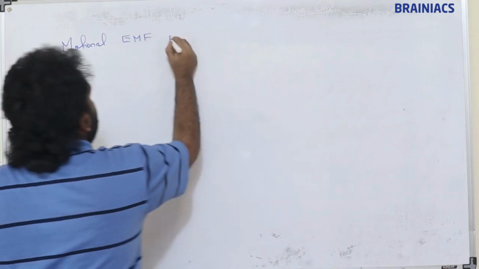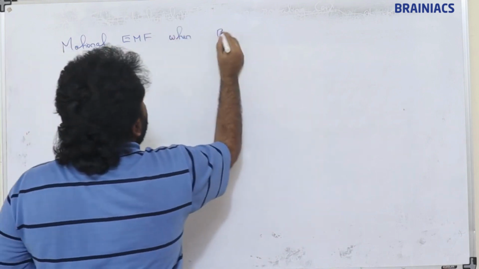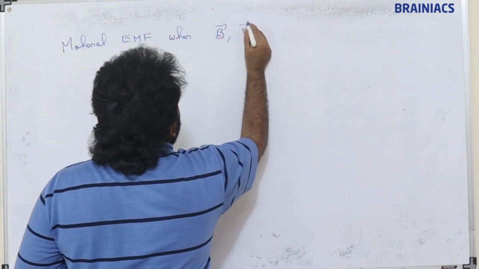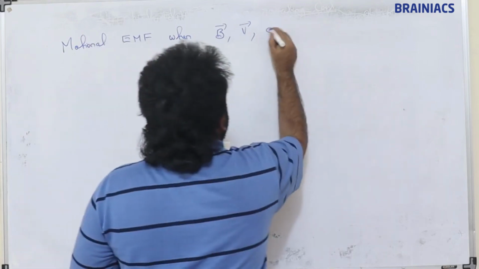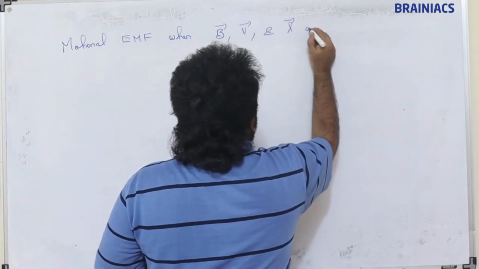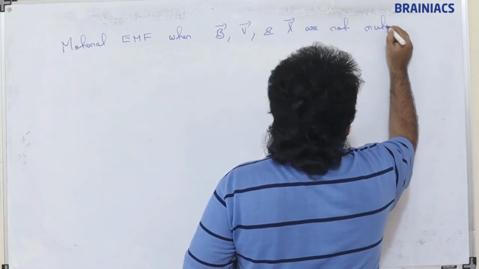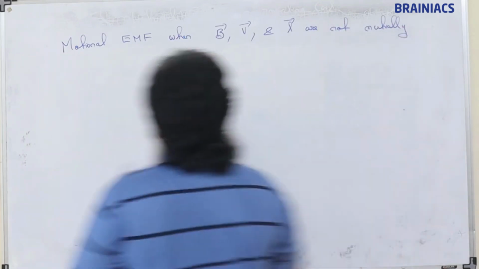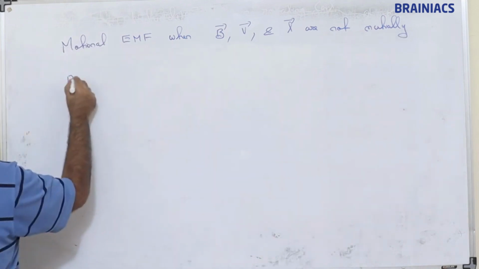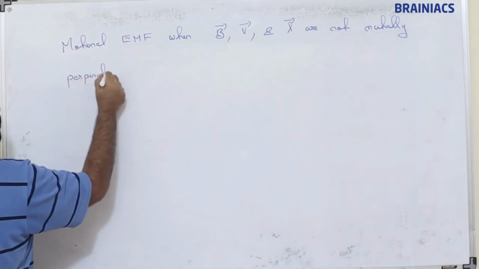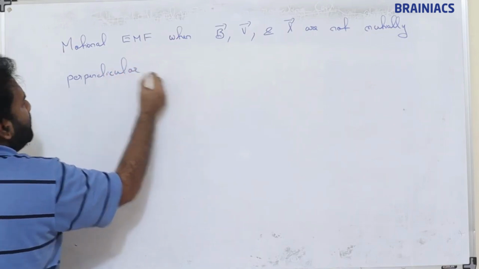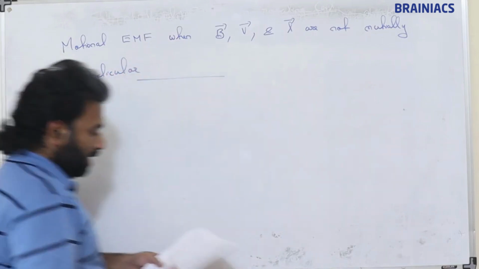Okay, when the magnetic field vector, velocity vector and length vector are not mutually perpendicular, in this situation, how do we need to deal with it?